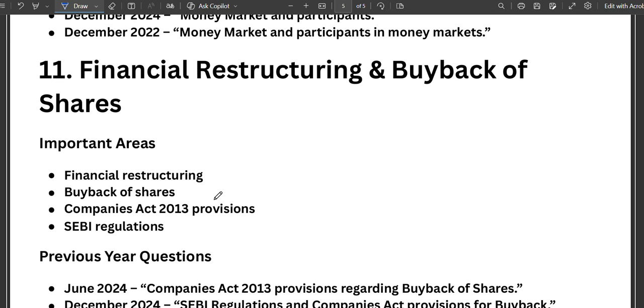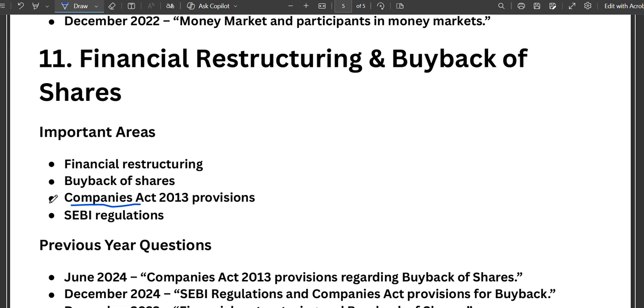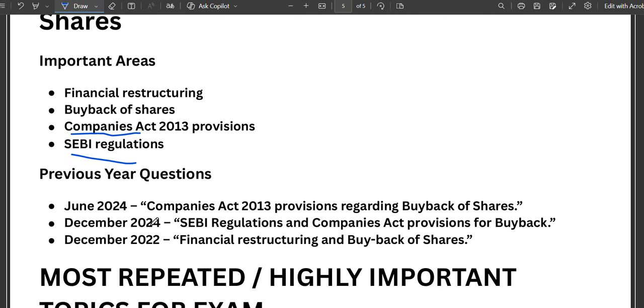So what are the Companies Act 2013 provisions? We have studied this Companies Act in the last semester, so refer to it. What are the SEBI regulations? This we have also studied in the last semester. So also refer to that. Okay.